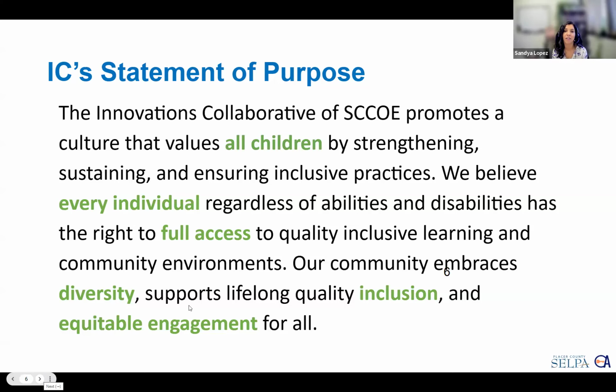The Innovations Collaborative of SCCOE promotes a culture that values all children by strengthening, sustaining, and ensuring inclusive practices. We believe every individual, regardless of abilities and disabilities, has a right to full access to quality, inclusive learning and community environments. Our community embraces diversity, supports lifelong quality inclusion, and equitable engagement for all. Next slide.